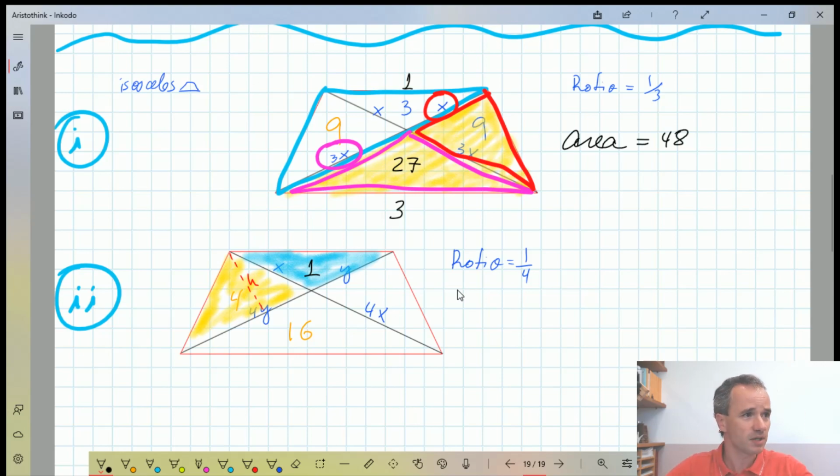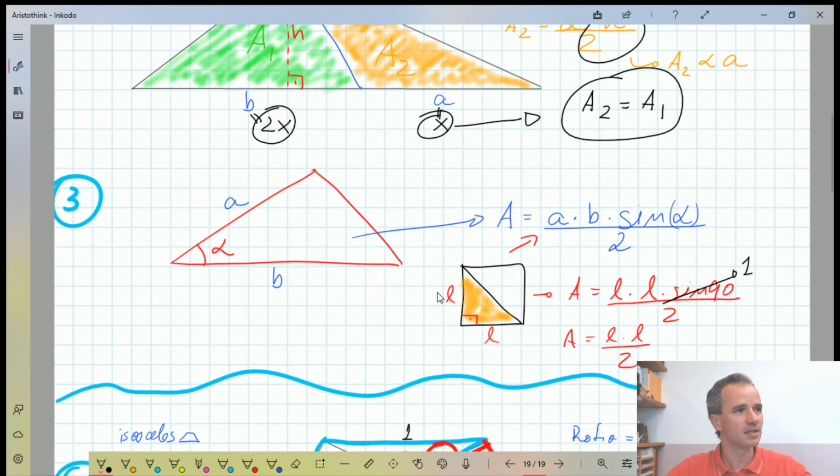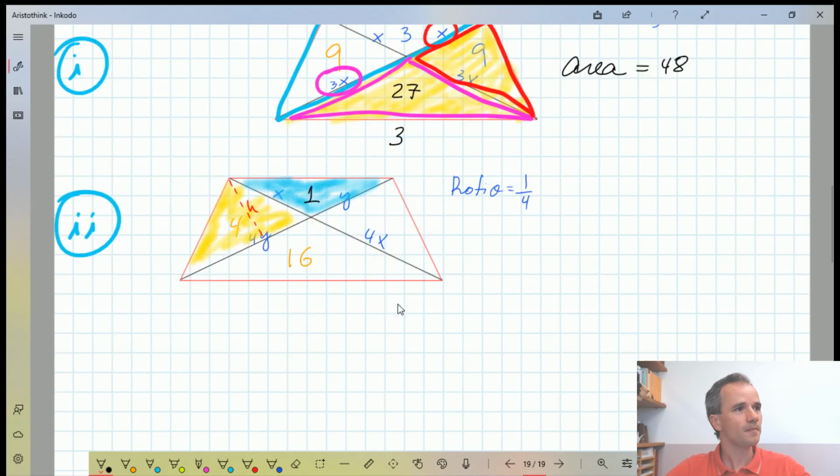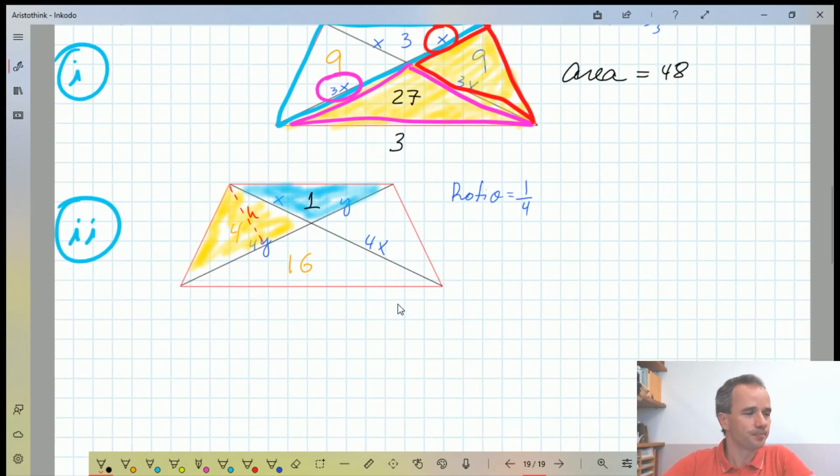But let me tell you something first. How can you solve it using that formula? Now we're going to use this formula here. See, area is side times side times the sine of the angle. Okay, now for that, let me see what I'm going to do. Okay, so now I'm going to erase that, and let's analyze those 2 triangles in here.